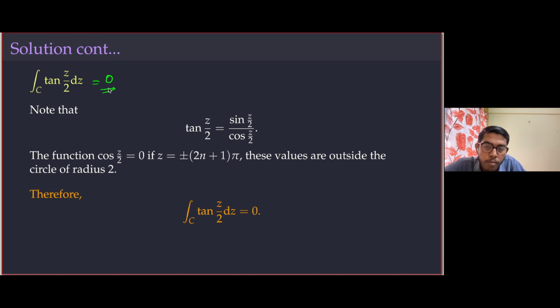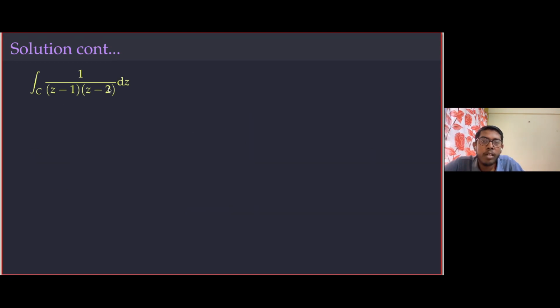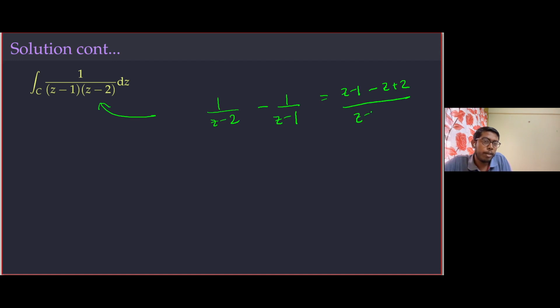Now the third one is 1 by (z minus 1) times (z minus 2). Using partial fractions, we can write 1 by (z minus 2) minus 1 by (z minus 1). Because what is this? This is (z minus 1) minus (z minus 2) divided by (z minus 1) times (z minus 2), and this simplifies to 1 by (z minus 1)(z minus 2).